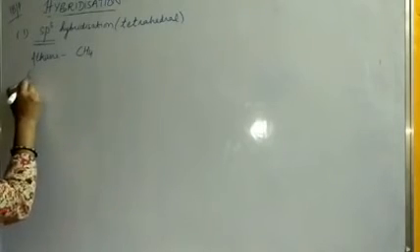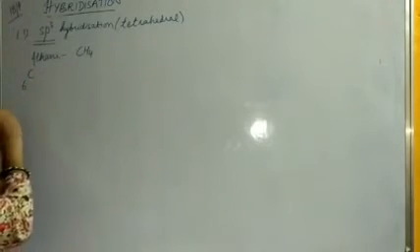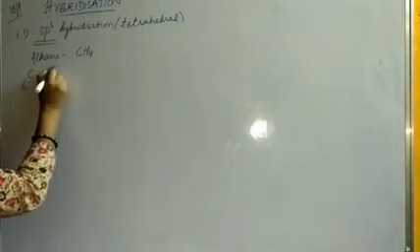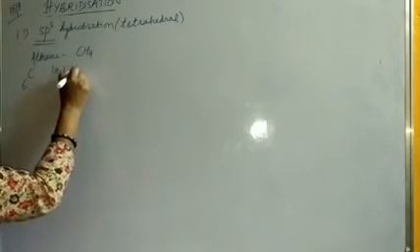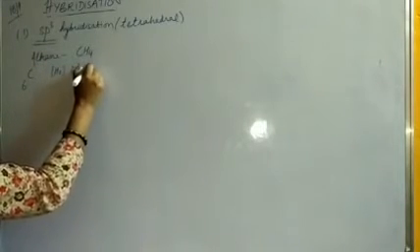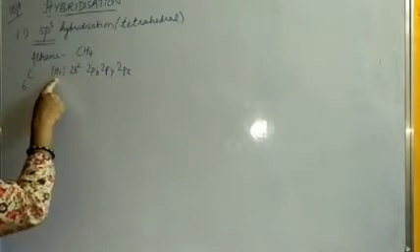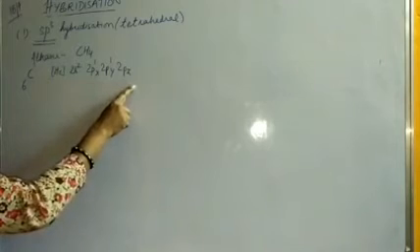So let's first write down its electronic configuration. You know that it has 1s2, like helium, and we are writing its outermost shell configuration, that is 2s2, 2px, 2py, and 2pz. So this is the outermost shell configuration.